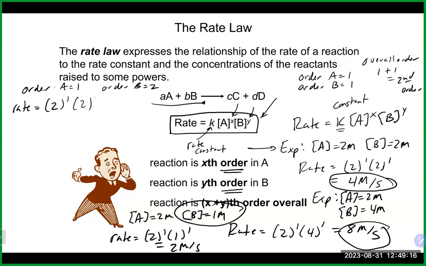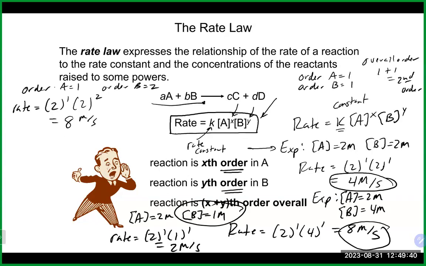And now this is going to be 2 to the second power, right? Because the second order for B. That's going to give me 4 times 2, which is 8 molar per second, right? This reaction, because in this case B's order is second order, happens twice as fast as our guy where B is first order, right? So this is really important.